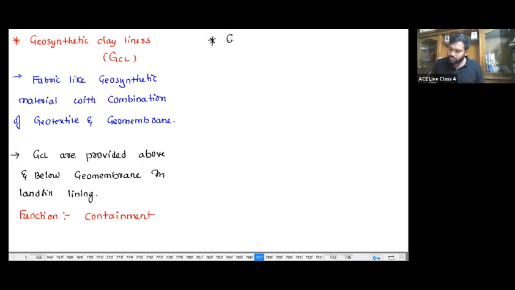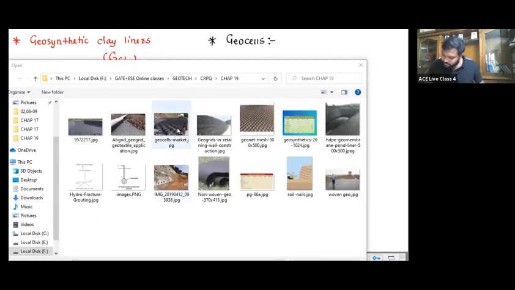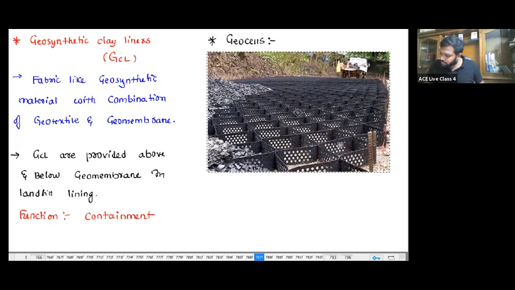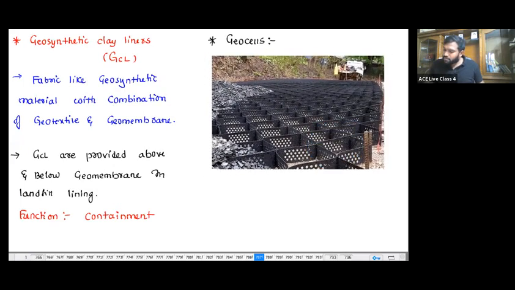Next, geocells. So what is this geocell, sir? You can see this. This is nothing but a geocell. And if you observe, it's like a honeycomb structure. Yes or no? And moreover, you see in the sides, there are holes. Due to these holes, if I keep the geocells, water can pass through it or not? Yes.